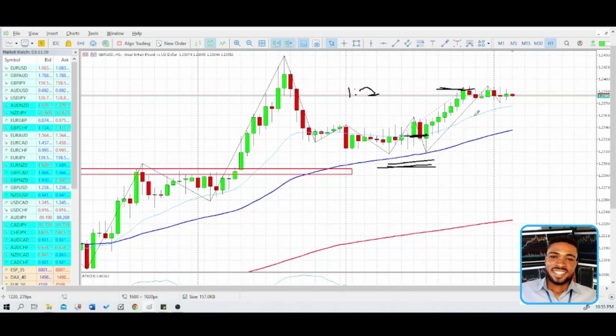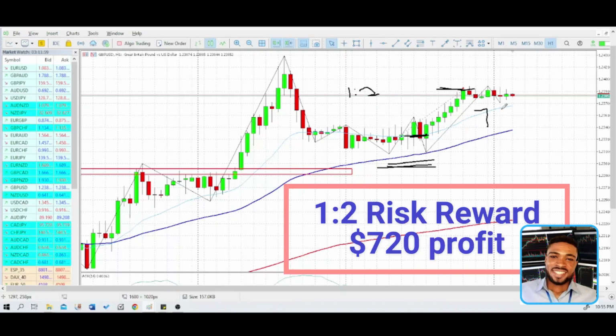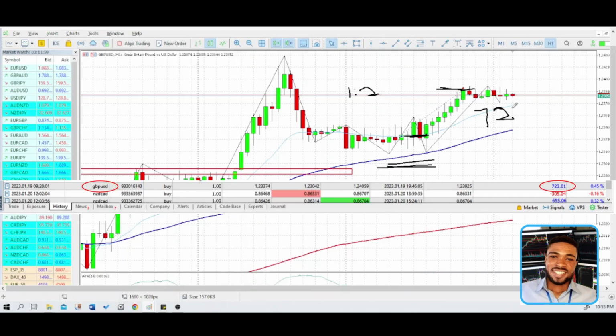Okay, so this particular trade I made 720. Yeah, 720 on this trade, and then my stop loss was around, I think, $350 or $370. That was my stop loss. Okay, so this is what I made and this is what I risk, which means if the trade does not go in my favor, I only lose $350 of my account.